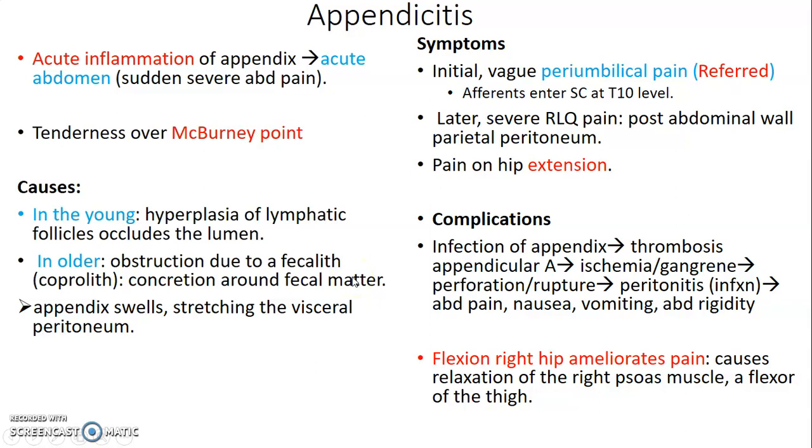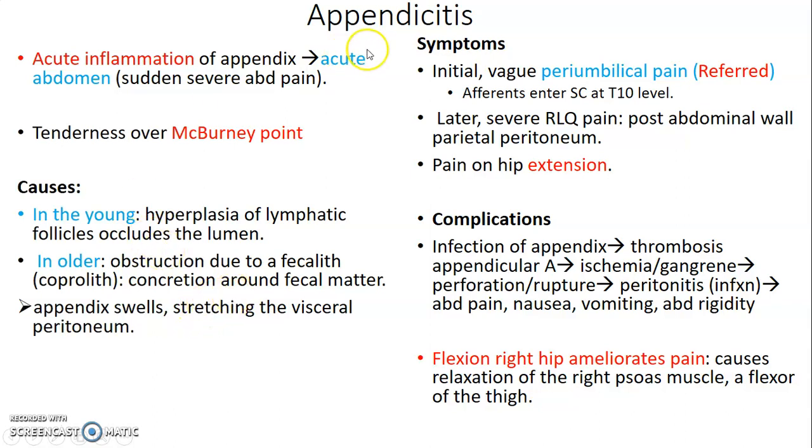So when you have concretion around fecal matter, it obstructs the lumen of the appendix, and that obstruction causes the appendix to swell, and then it stretches the visceral peritoneum, leading to pain. Remember in the lecture about peritoneum, we said the visceral peritoneum really does not respond to pain, but this pain will eventually be referred. So you feel it as referred pain.